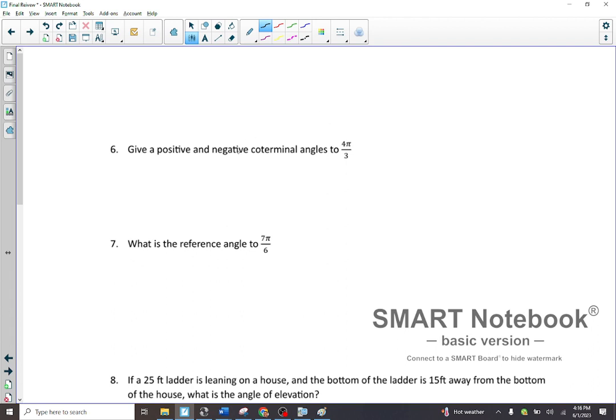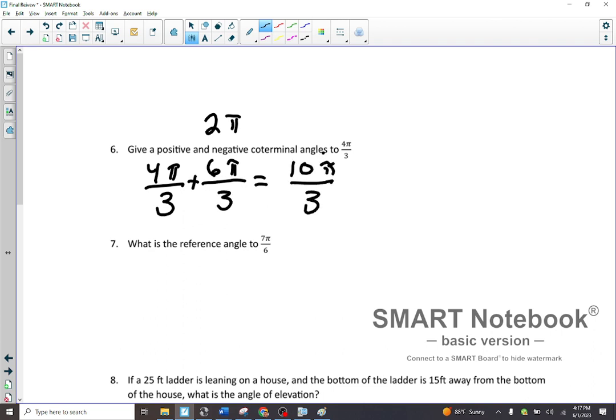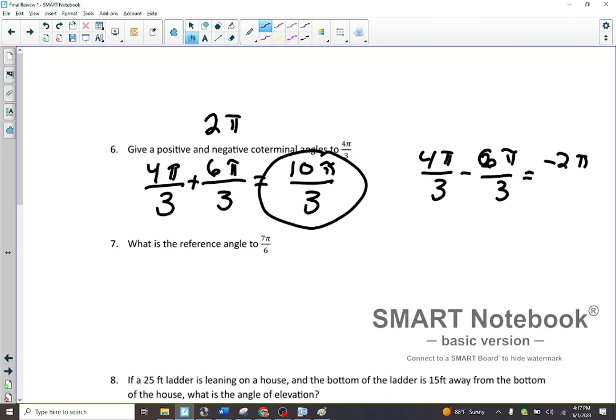Next one. Give positive and negative coterminal angles to 4 pi over 3. Coterminal angles are in the same position. They're just full rotations. So if I start at 4 pi over 3, I could add a full rotation. A full rotation in radians is 2 pi. But since it's divided by 3, I have to add it with the same denominator, so 6 pi over 3. So my first one is 10 pi over 3. If I want a negative one, I have to subtract 2 pi. So it's 4 pi over 3 minus 6 pi over 3. So it's going to be negative 2 pi over 3.